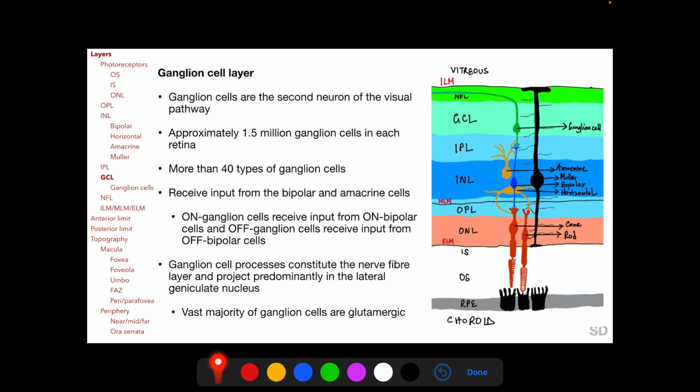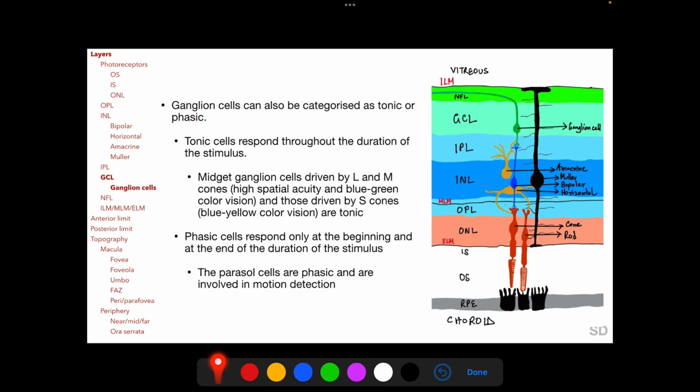Here we should note that not all ganglion cells terminate in the lateral geniculate nucleus, as we have discussed in the neuro-ophthalmology section. Ganglion cells can also be functionally categorized as tonic or phasic. Tonic ganglion cells respond throughout the duration of the stimulus, and phasic ganglion cells respond only at the beginning and at the end of the duration of the stimulus. The midget ganglion cells which receive stimulus from cones are tonic, and as we have mentioned, there are no separate ganglion cells for rods. The parasol ganglion cells are phasic and are involved in motion detection.